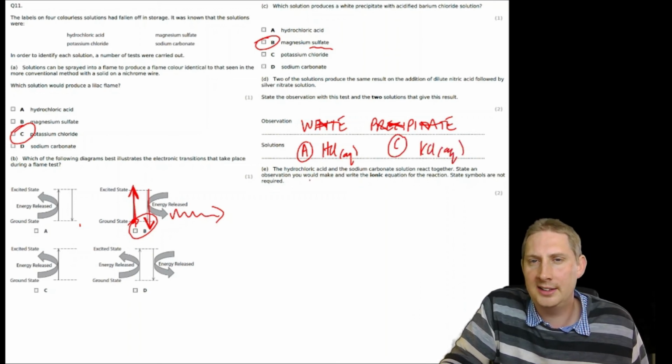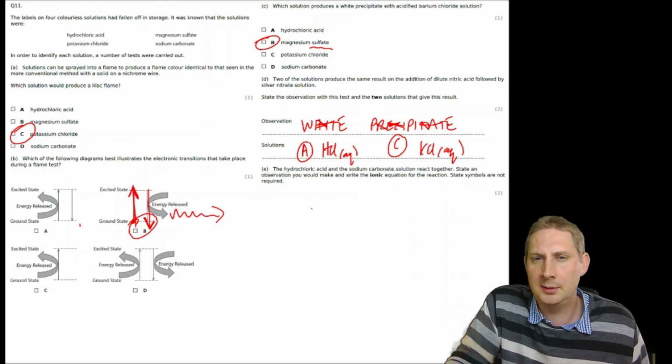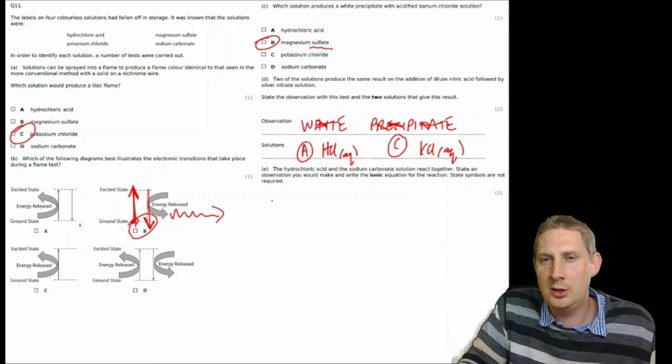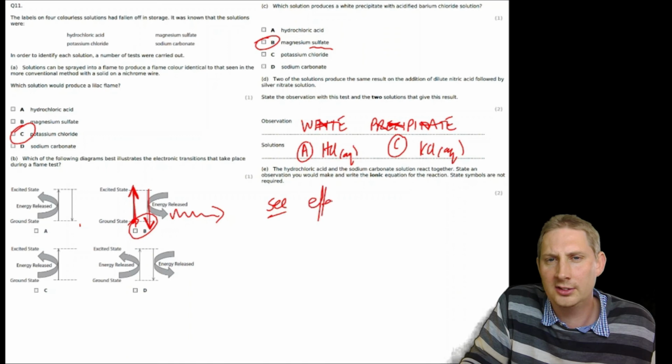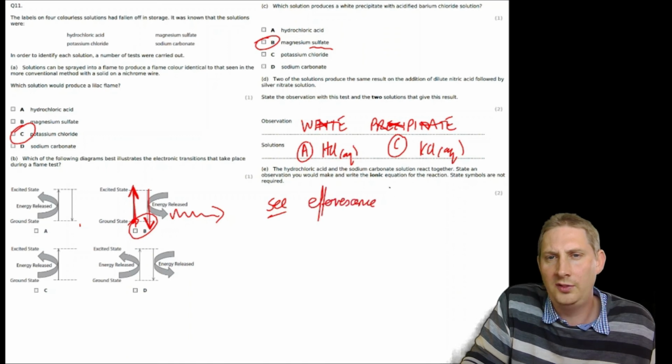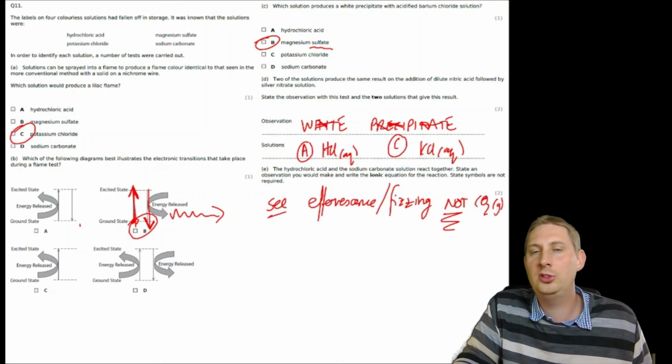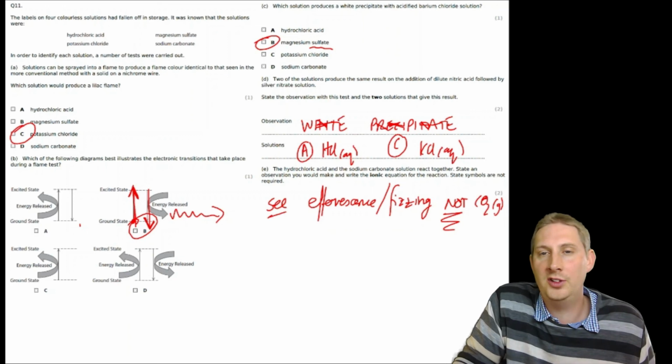Finally, the hydrochloric acid and sodium carbonate solution react together. State an observation you would make and write the ionic equation for the reaction. State symbols are not required. So what you would see, as we know, carbonate and acid, you would see effervescence or fizzing. You would not see carbon dioxide. You don't see that. So do be careful when it says what would you see, not what do you infer from that.